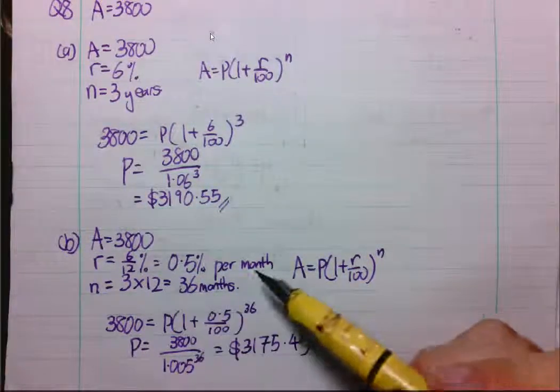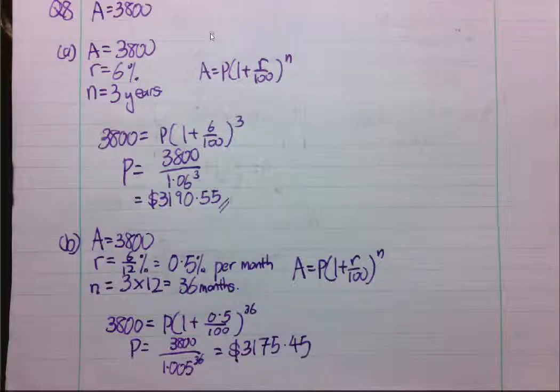So 8B is actually a very good question for you to figure out how to change the time period and the interest rate to account for that time period. And that's all the examples I have for compound interest.